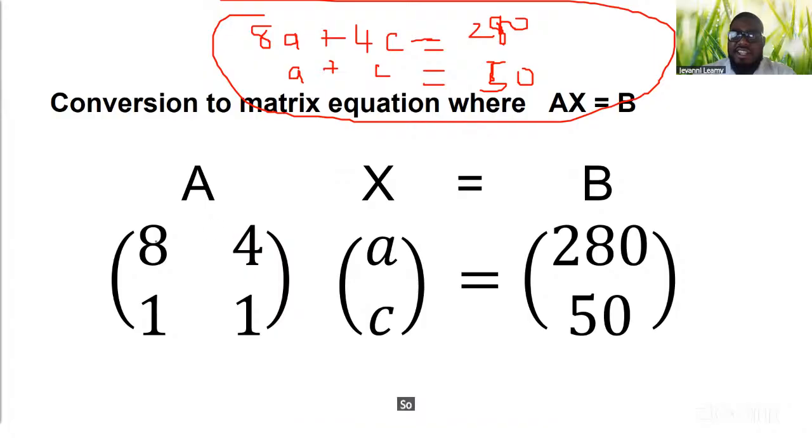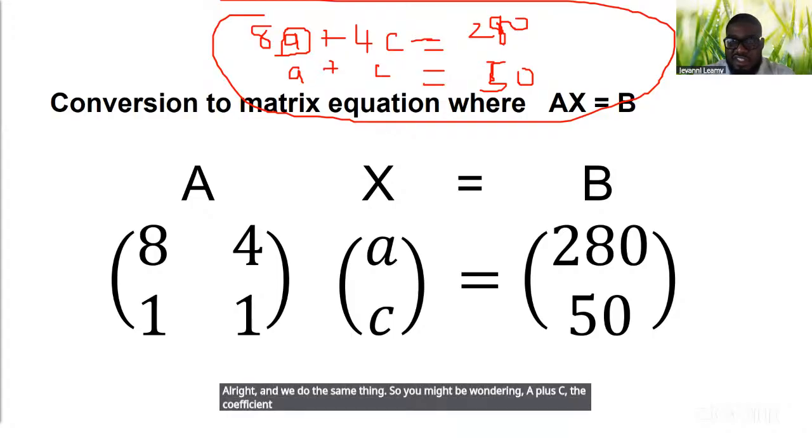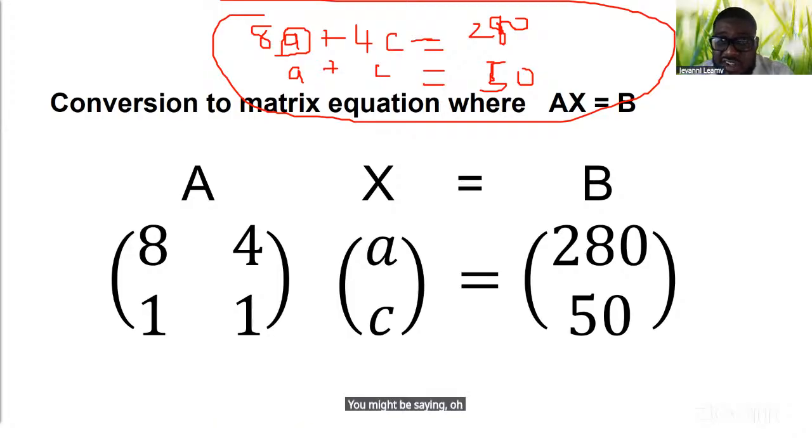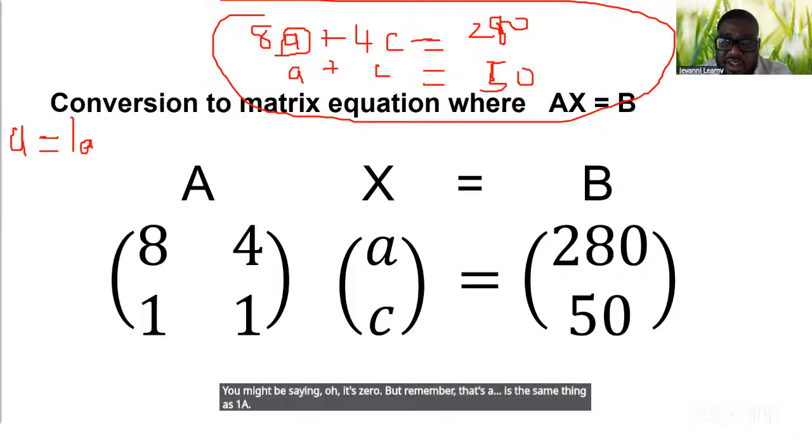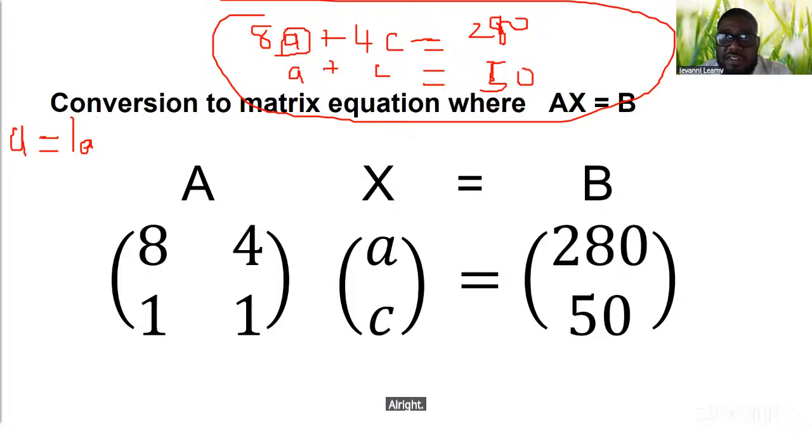So remember that they did say that matrix X is a coefficient of the unknown variables. So the coefficient of A in this first one, 8A, is going to be 8. All right? And we do the same thing. You might be wondering, A plus C, the coefficient of A in A plus C is 1. You might be saying, oh, it's 0. But remember that A is the same thing as 1A. All right? And the coefficient of A would be 1. So that's how we get A plus C has a coefficient of 1 and 1 respectively.